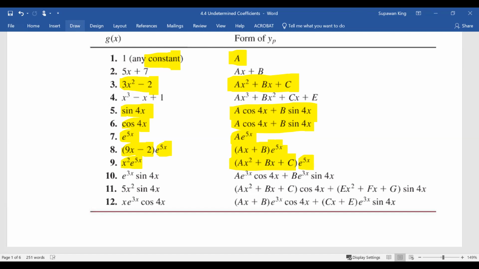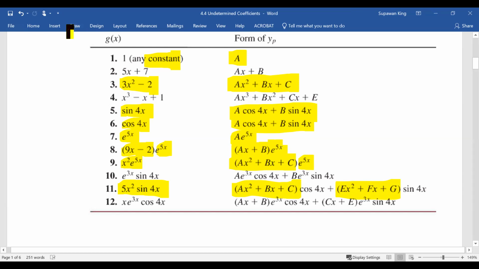For the case where we have a combination of a polynomial and trig functions, like number 11, we have 5x squared times sine of 4x. We have a polynomial of degree 2 as part of the form of yp, and then multiply by the trigonometric part, which is both sine and cosine. So we have the long form: Ax squared plus Bx plus C multiplied by cosine of 4x, plus the quantity Ex squared plus Fx plus G multiplied by sine of 4x. In this case, we have 6 undetermined coefficients.